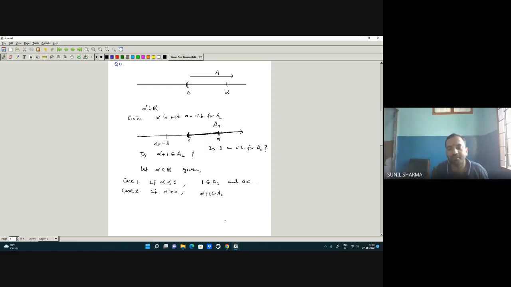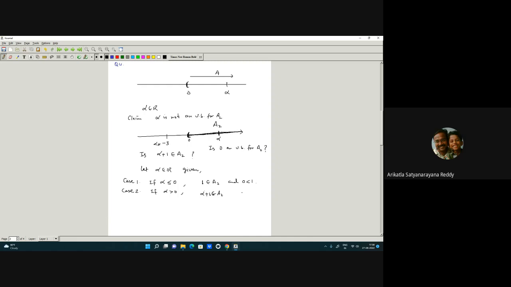Is it clear? So we consider two cases. If alpha is less than or equal to 0, then you can pick any number from A2. So we take 1 belongs to A2, so 1 is greater than 0. So case number 2 is if we take any real number alpha which is greater than 0, then we have to find one member of A2. So alpha plus 1 will work. Alpha plus 1 belongs to A2 and is greater than alpha. That is what Rahul told.